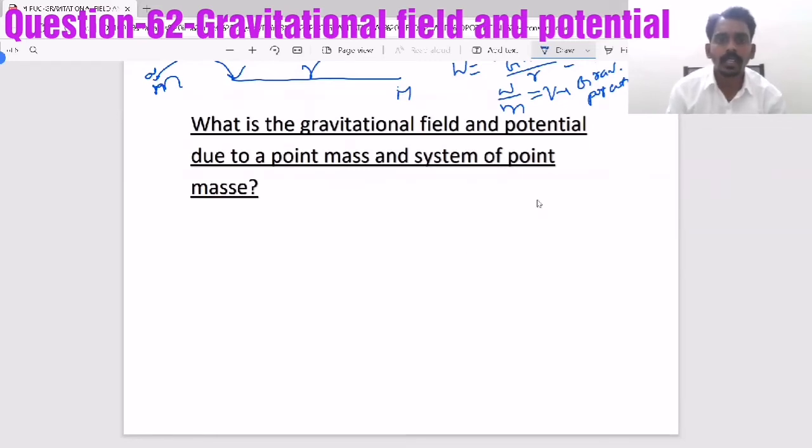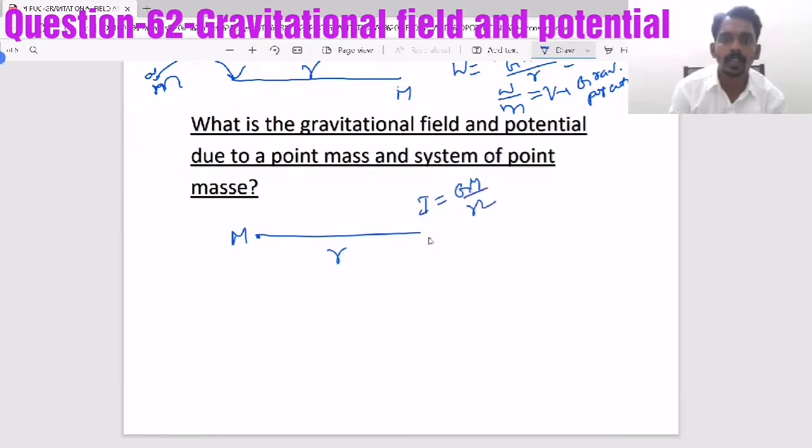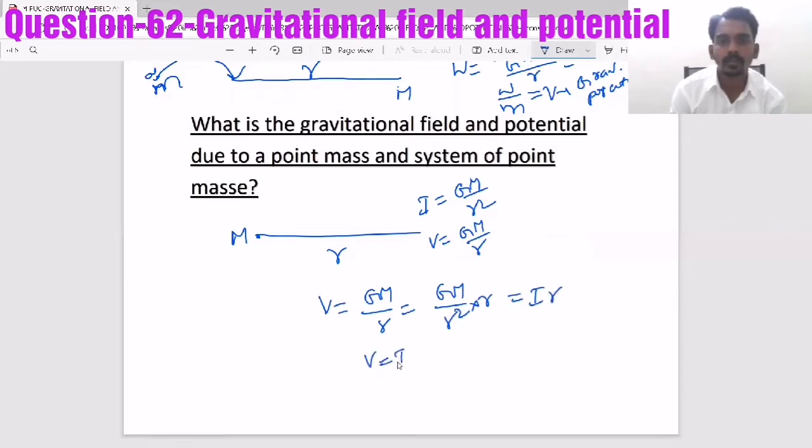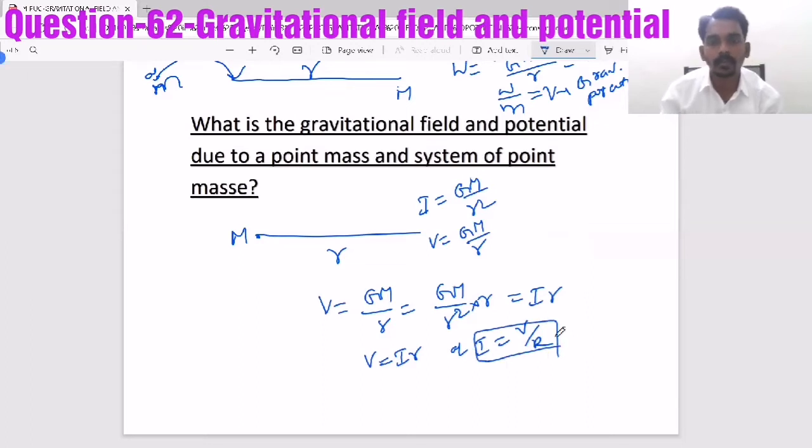Now the next thing is what is the gravitational field and potential due to a point mass. We have already taken that when there is a point mass M at any distance, the field magnitude is GM by r square and the potential is GM by r. But field is a vector quantity, and potential is a scalar quantity. If you just take magnitude, then V equals GM by r, which equals GM by r square times r, nothing but I into r. So V equals I r, or I equals V by r. This is the relation between field and potential due to a point mass.